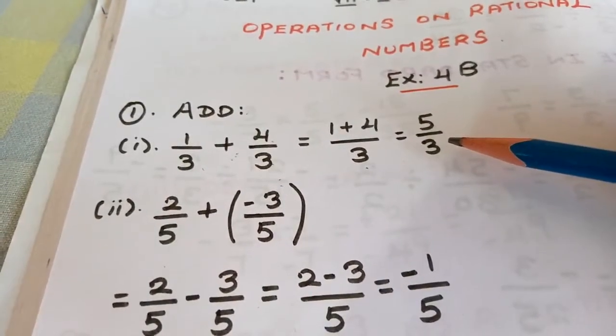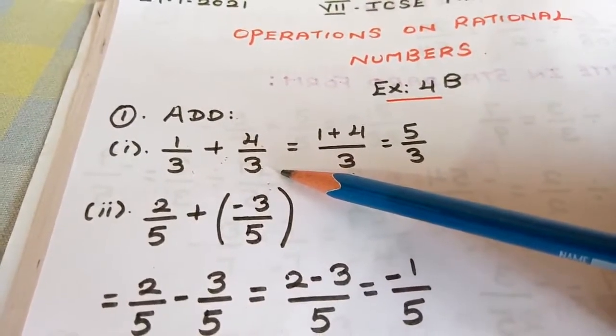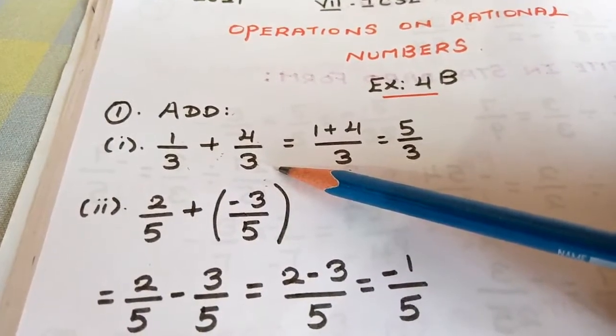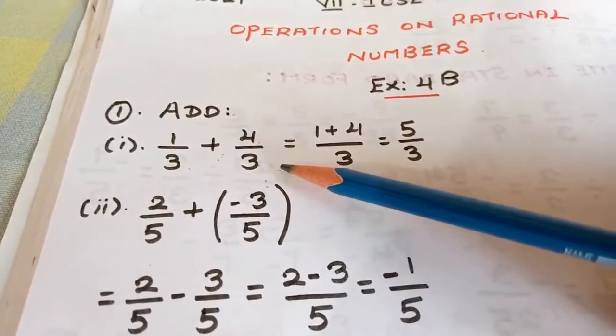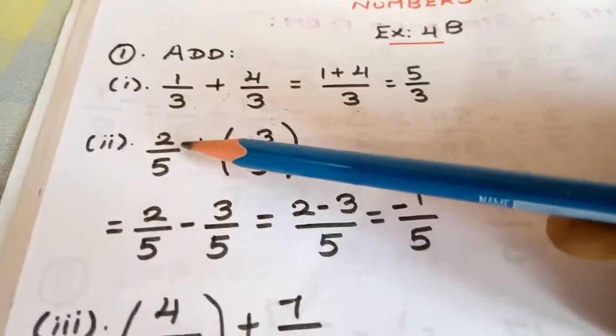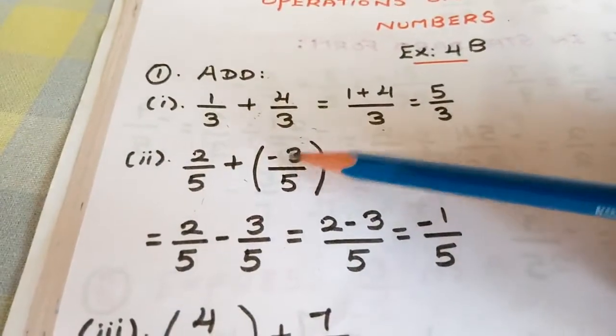While adding two rational numbers, you are going to check the denominator part. Your denominator must be the same. Suppose your denominator is not the same, you are going to take the LCM and find the value. Coming to the next question, 2 by 5 plus minus 3 by 5.